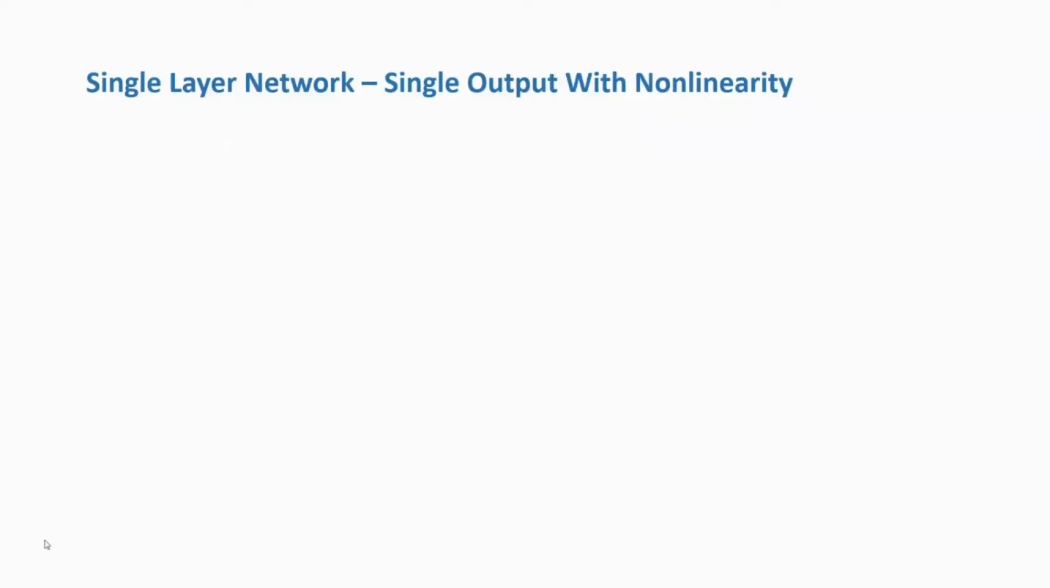Yeah. So here now we will discuss a single layer with multiple outputs, with non-linearity. Single layer, multiple output with non-linearity. Now think, in the previous case it is very easy. We have a single layer but multiple outputs. So suppose this is my input layer.